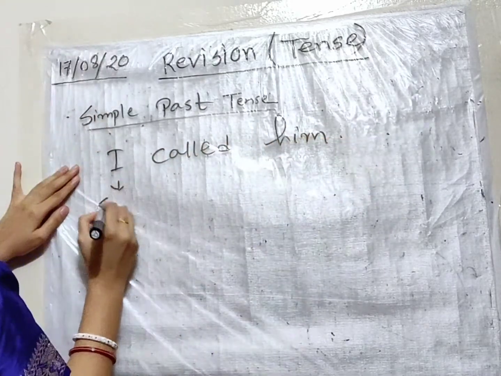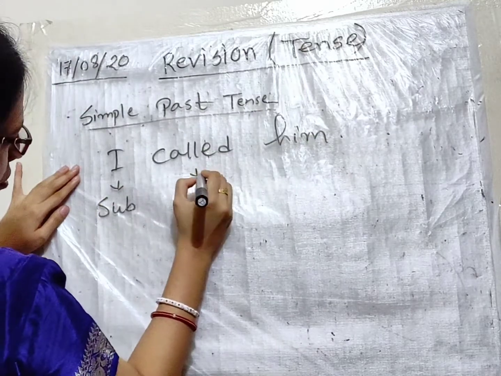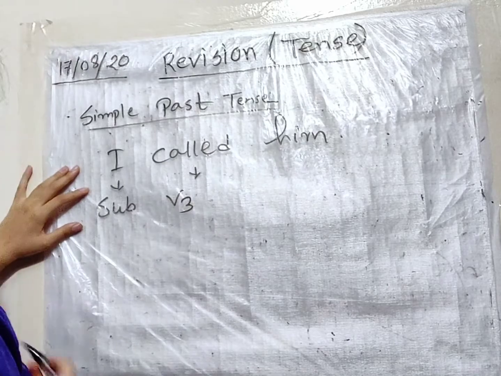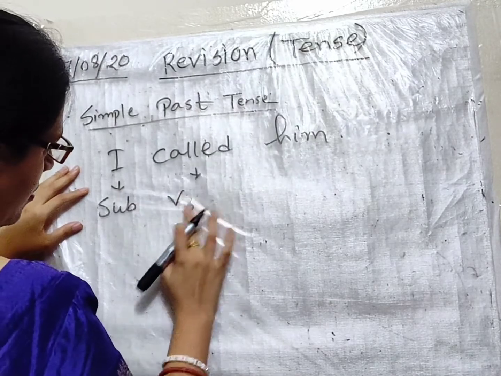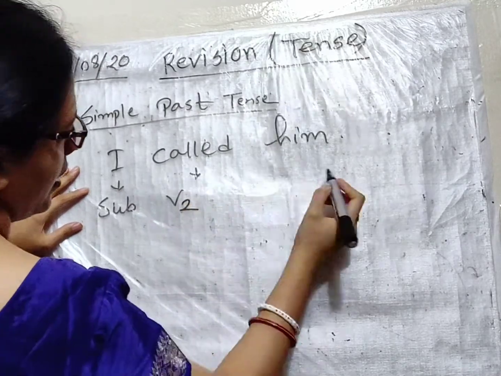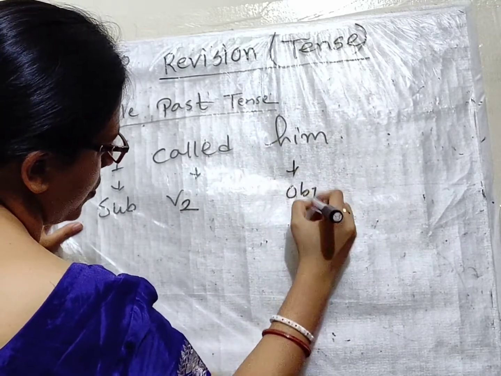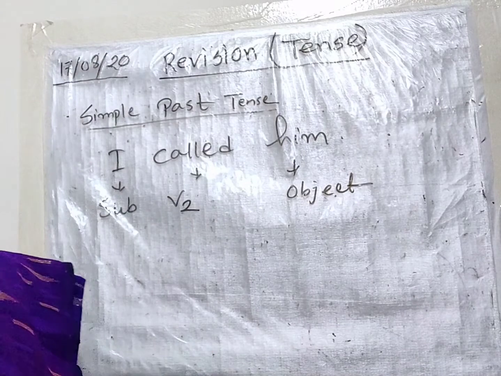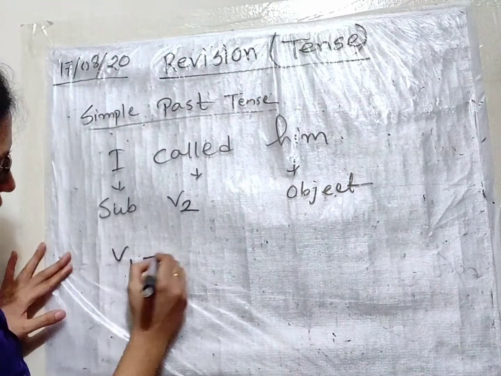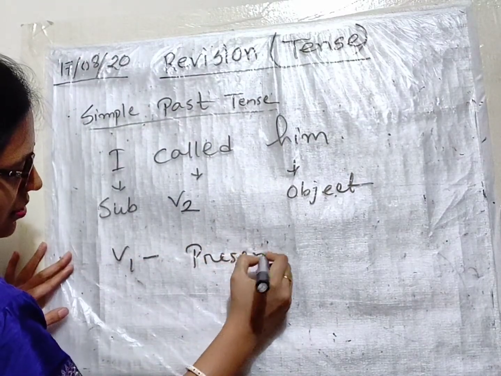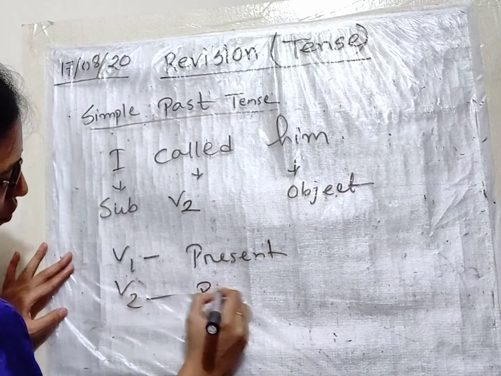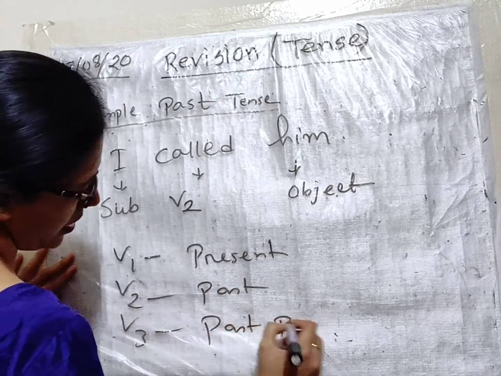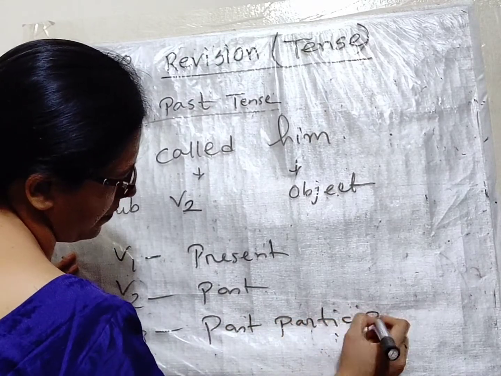subject plus V2 and object. V1 is for present, V2 is for past, and V3 is for past participle.